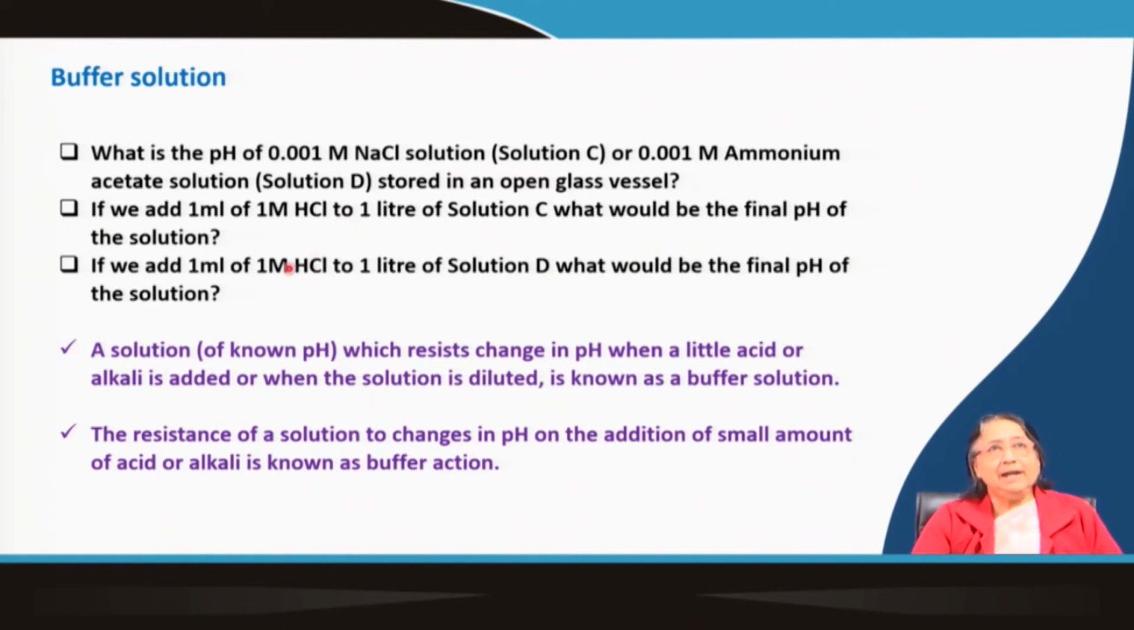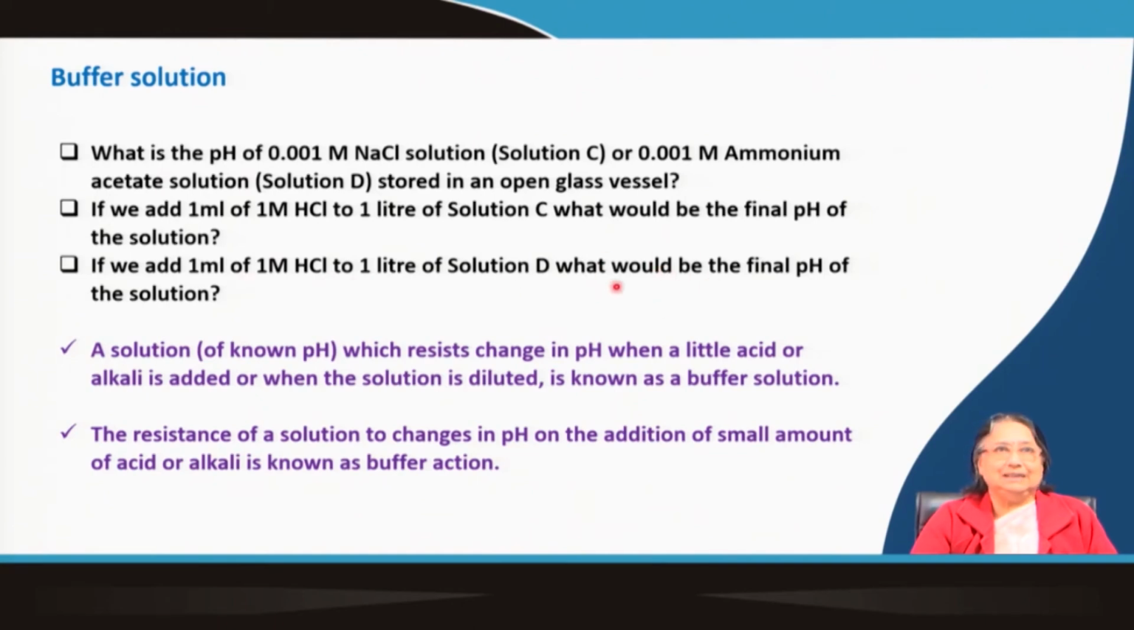But if we add the same volume, same concentration of HCl to 1 liter of solution D, what should we see? Any change, or no change? That is the question. Here we see change. Initially it was 7, but now it is 3, a huge change. But here what will happen? I told you that the ammonium acetate solution has the pH say x. Now, after addition of 1 milliliter of 1 molar HCl, what would be the pH?